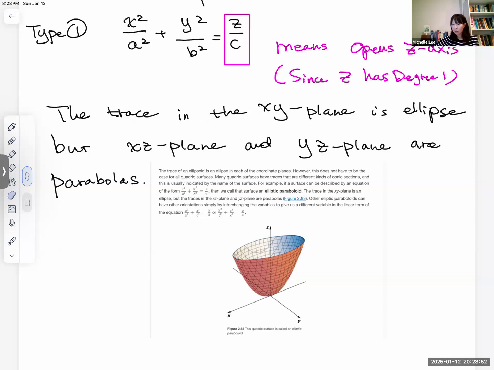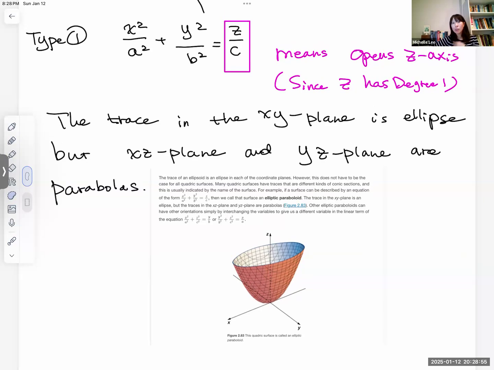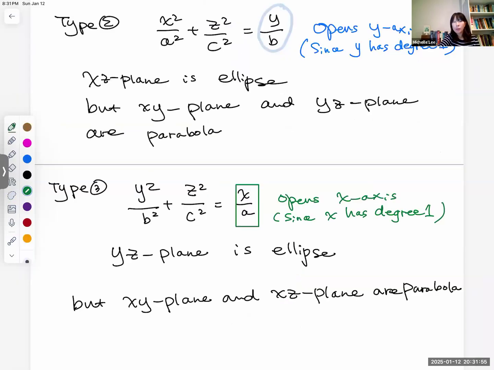So this is that. Type 2, we have x squared over a squared plus z squared over c squared equal to y over b. That means it opens along the y-axis because y has degree 1. And type 3, we have y squared over b squared plus z squared over c squared equal to x over a, and then it opens along the x-axis because x has degree 1, right? So let me write that down here. Okay, so I wrote down everything, type 2, type 3.